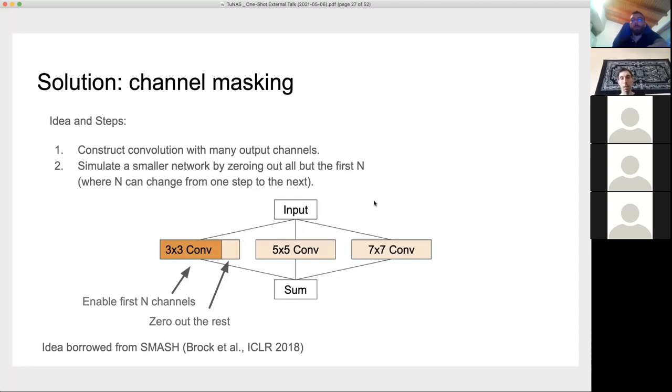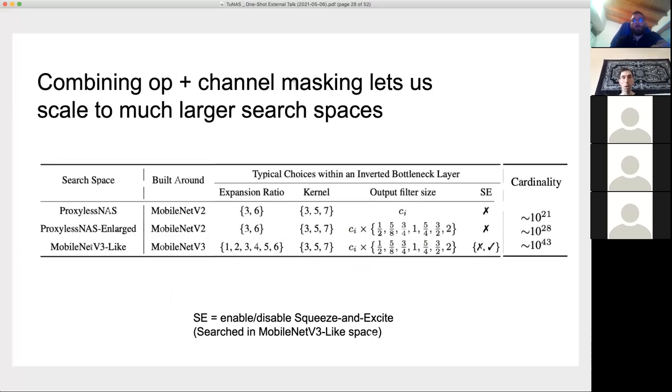And this is something that can allow us to efficiently explore a range of different filter sizes. And it is something that can be successfully combined with the op masking approach that I showed you earlier. So between op masking and channel masking, we're able to explore much larger search spaces than before. So for instance, increasing the cardinality of the search space from 10 to the 20 to 10 to the 40.